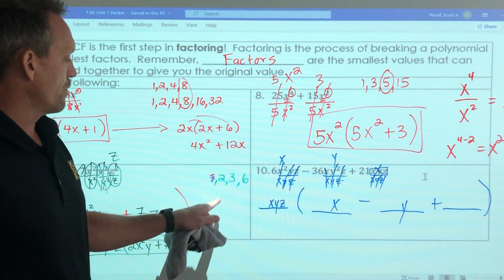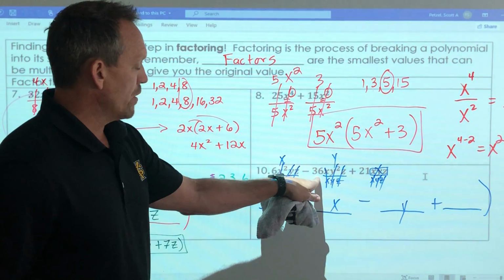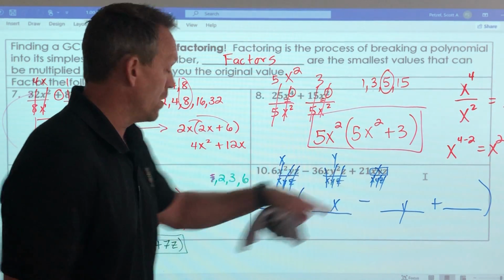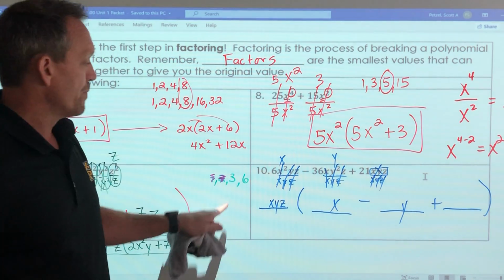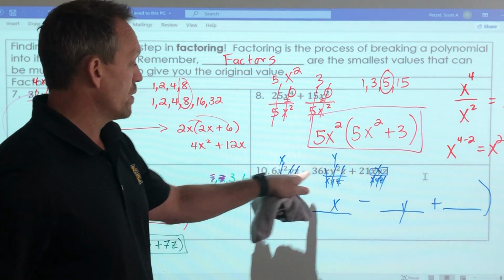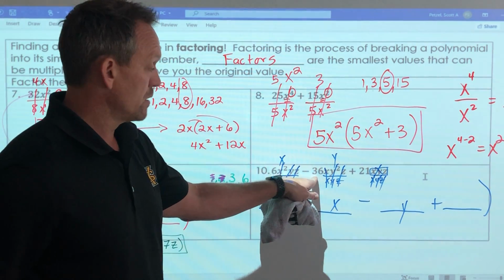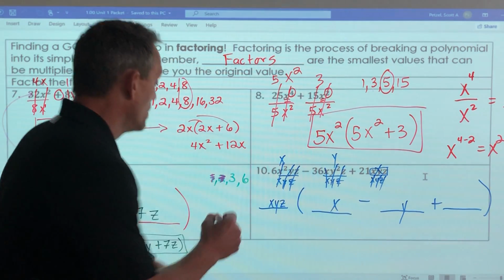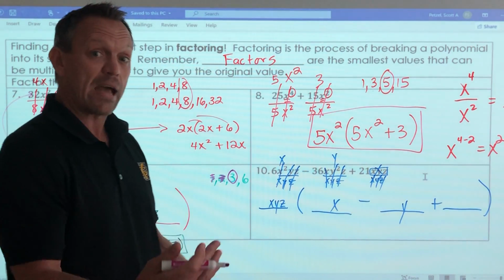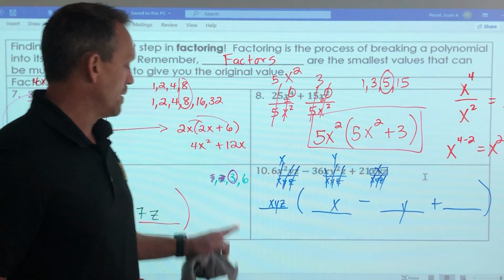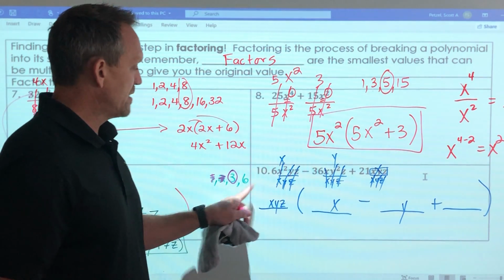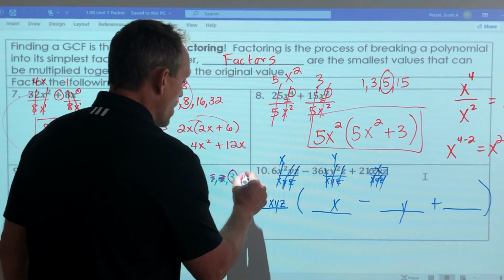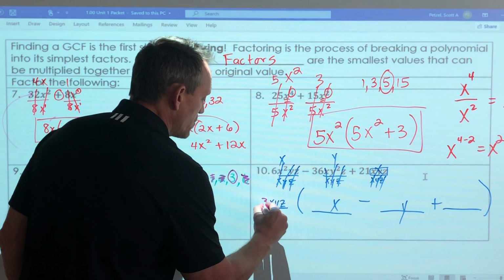So you have to ask yourself, well, does 2 go into 36? Yes. Does it go into 21? No. So it's not common. Does 3 go into 36? Yes. Does 3 go into 21? 3 times 7 is 21. So that's a possibility. It's a factor of both. We don't know if it's the greatest one. We have to check 6 first. Is 6 a factor of 36? Yes. Is 6 a factor of 21? No. So our GCF is 3.